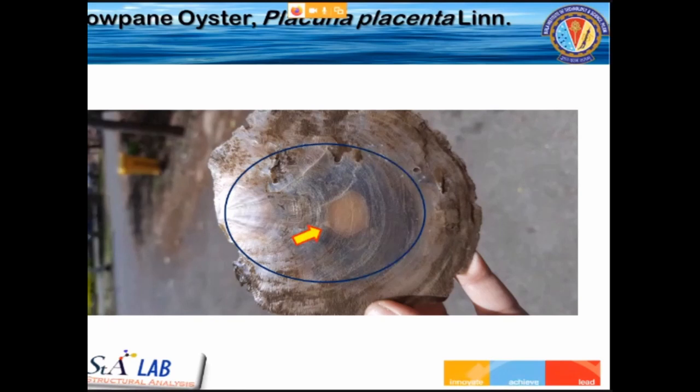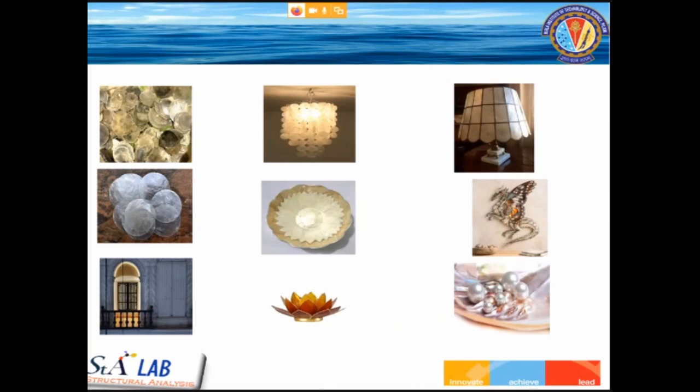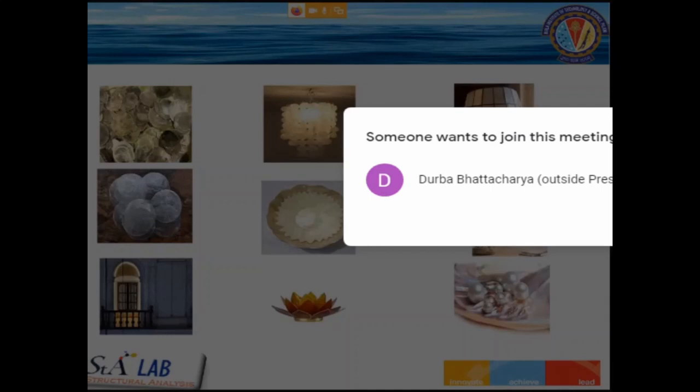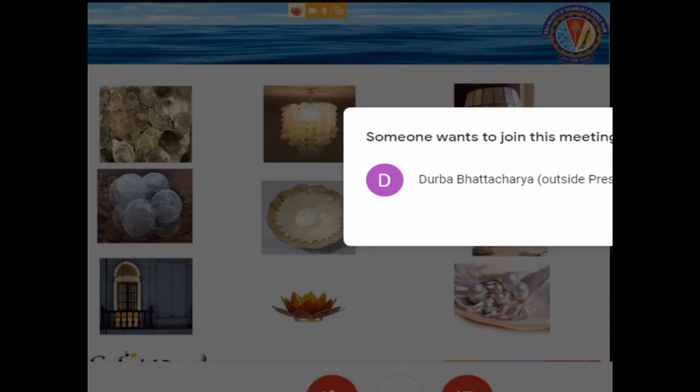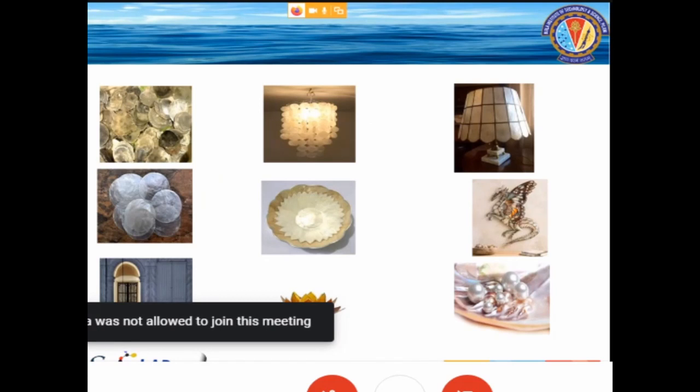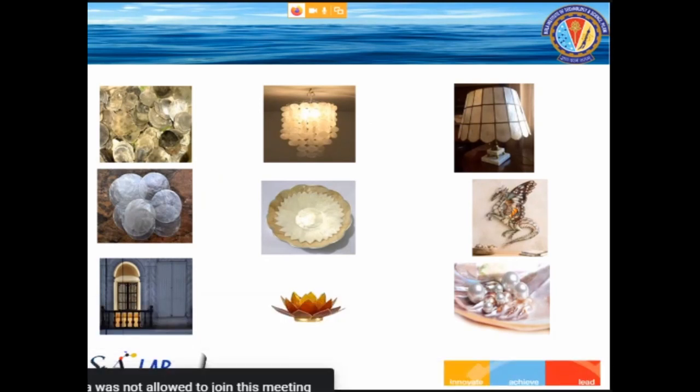Now, why is this shell so important? Why is the windowpane oyster so important? If I go back 3 or 4 centuries earlier, I will try to first find out how the name of the windowpane oyster was derived. As the name suggests, it has something to do with window panes, right? In old Portuguese homes in Goa, you will find that the window panes were not made of glass, but they were made of these window pane oyster shells, which were highly polished and were sewn together to form some of these window panes.